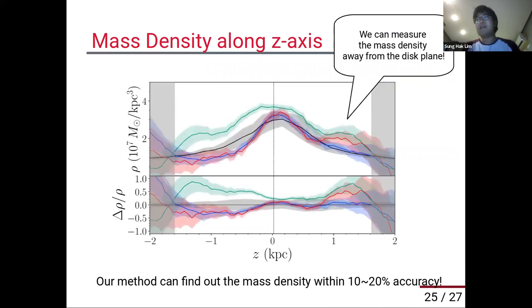You can also do the same calculation along the z-axis penetrating through the sun. Again, if you compare the red and gray, they agree quite well. One interesting thing is that you can really measure the mass density at a place away from the sun. So we can measure the mass density there. This is a very interesting factor.